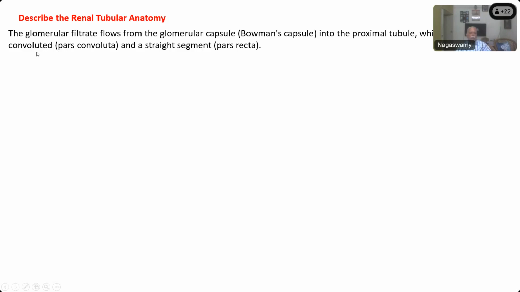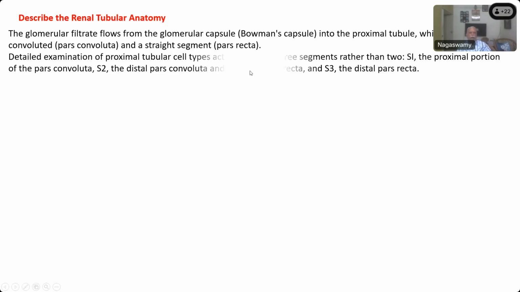So the bent portion is called the convoluted portion or pars convoluta, and the straight segment, which continues as the loop of Henle, is called the pars recta, straight portion of the segment. Okay. When you examine it in more detail, it is not just the two things, the curved and the straight portion. It has also got the proximal portion of the convoluted portion.